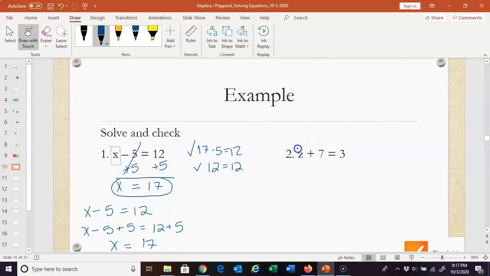Let's try number 2. So we're trying to get z all by itself. The opposite of plus 7 is minus 7. So you get z equals negative 4. And that's your answer. Let's check it. Negative 4 plus 7 equals 3. And that is true. 3 does equal 3.